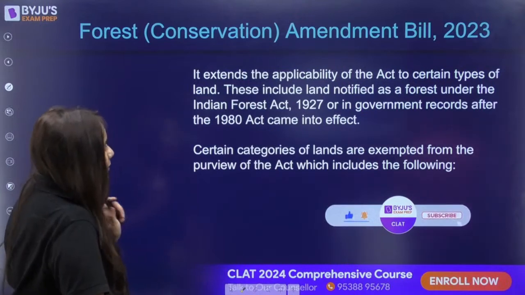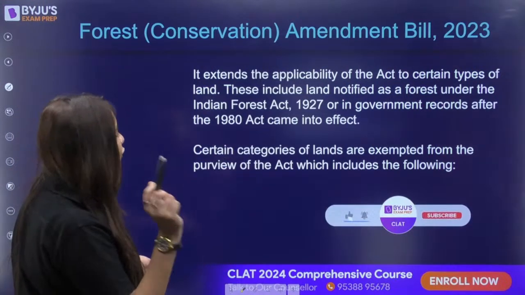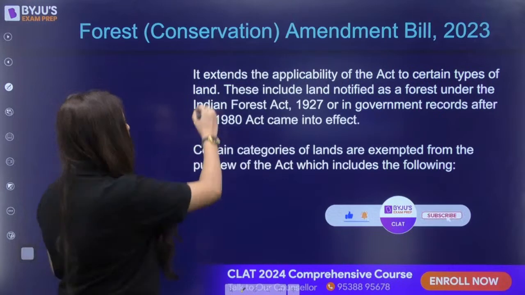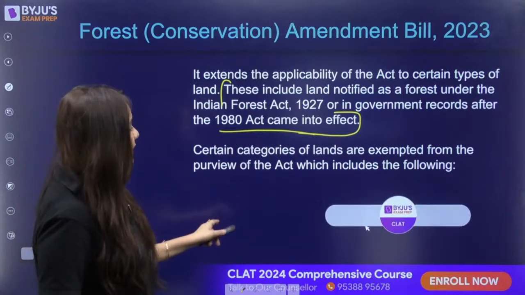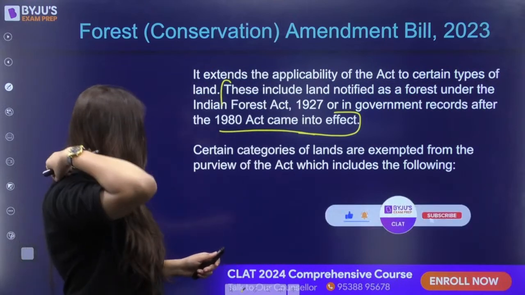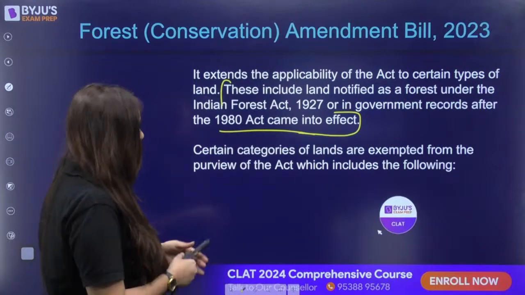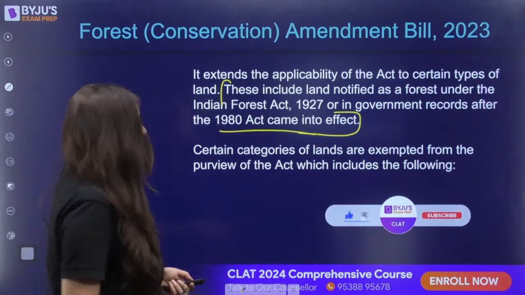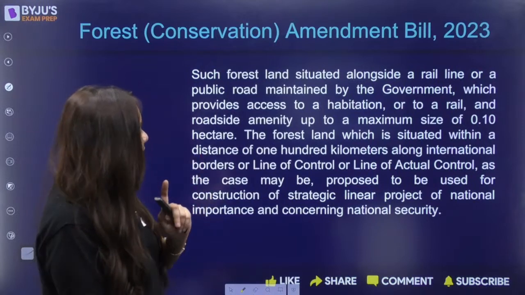It extends the applicability of the act to certain types of land. What are the land? Includes land notified as a forest under the Indian Forest Act or in government records after the 1980 Act came into effect. Now this is important. This is the category that is exempted from the purview of the Act. This is what is exempted from the purview of the Act. We discussed it, if you remember.